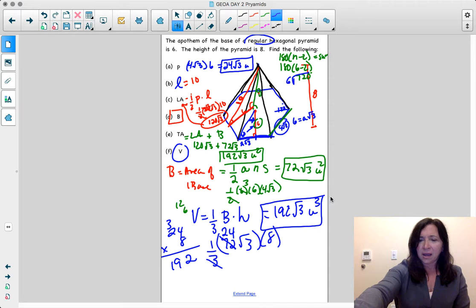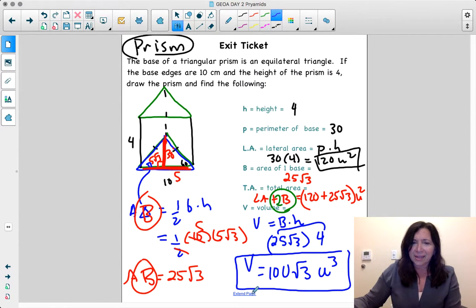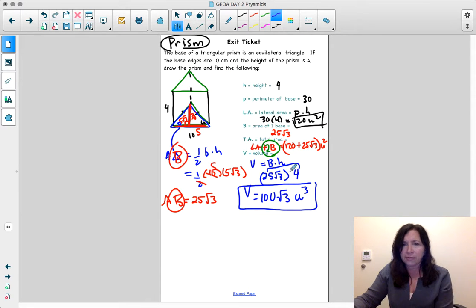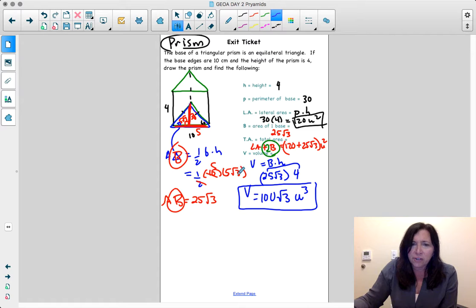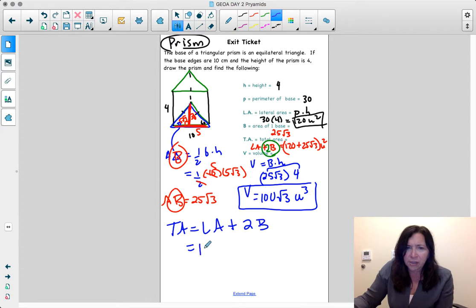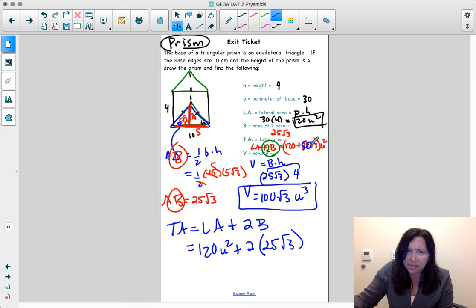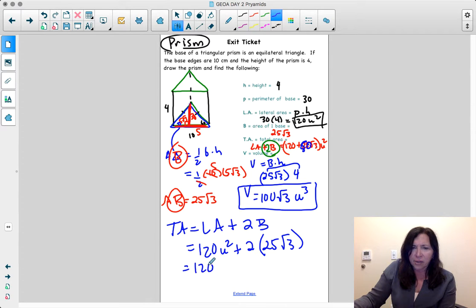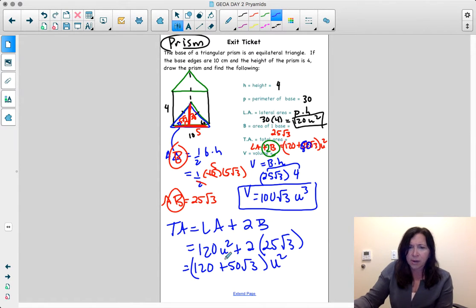So I need to go back and fix my total area. Because for the volume of a pyramid, you only have one base, but for a prism, you have 2 bases. So the total area is the lateral area plus the area of 2 bases. So the lateral area, which was 120 units squared, plus 2 base areas. Now, what was my base area? It was 25 root 3. So that's going to be 50. The only difference here is this is 50. Okay, so the answer is 120 plus 50 root 3, all in parentheses, units squared, and that's my total area.